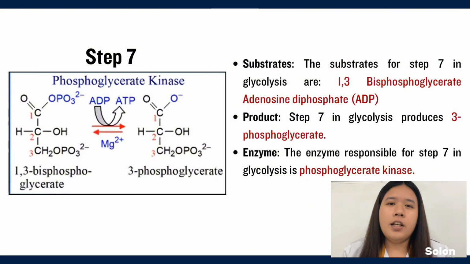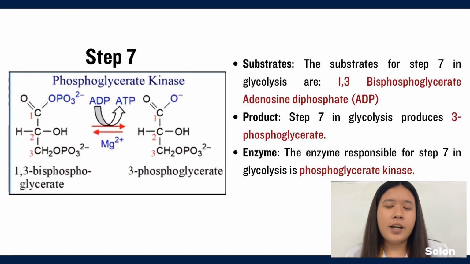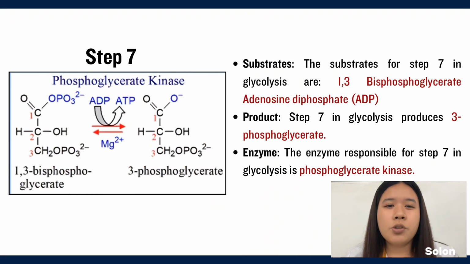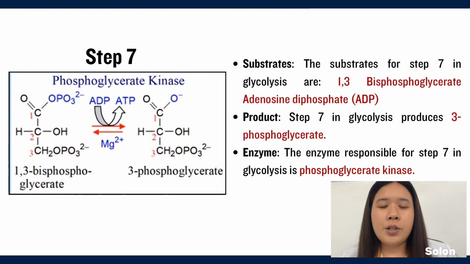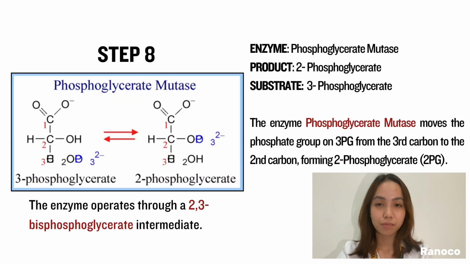Step 7 of glycolysis. In this step, the enzyme phosphoglycerate kinase transfers a phosphate group from 1,3-bisphosphoglycerate to adenosine diphosphate, which produces adenosine triphosphate and 3-phosphoglycerate. This process shows substrate level phosphorylation. These steps work together to increase the net energy gain in glycolysis, allowing the cell to efficiently convert glucose into useful energy. Step 8 is the phosphoglycerate mutase.